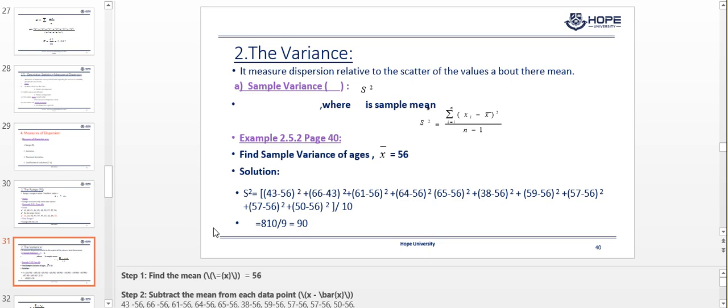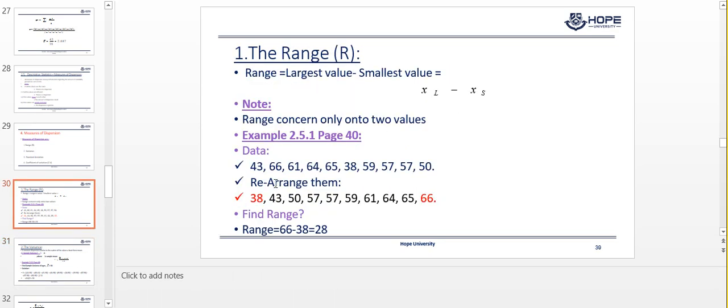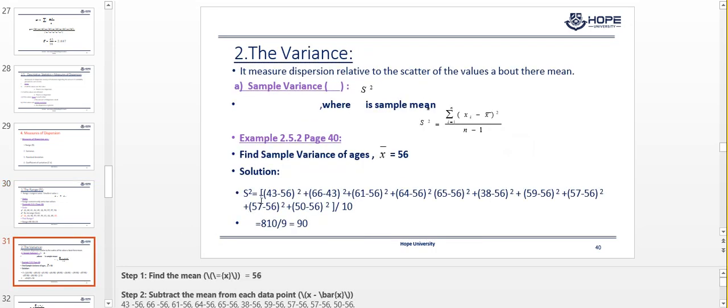So step 1, finding the mean, we have the mean. Step number 2, subtract the mean from each data value. Go to the age data, the ungrouped data. We should use this data. So from each of these we subtract our mean of 56. We make the age number minus our mean. After that, we square the results, all divided by the total number of 10.